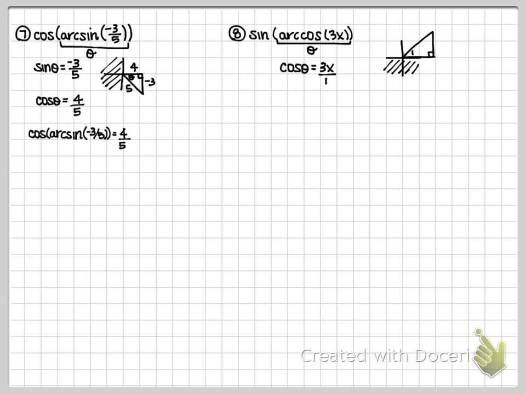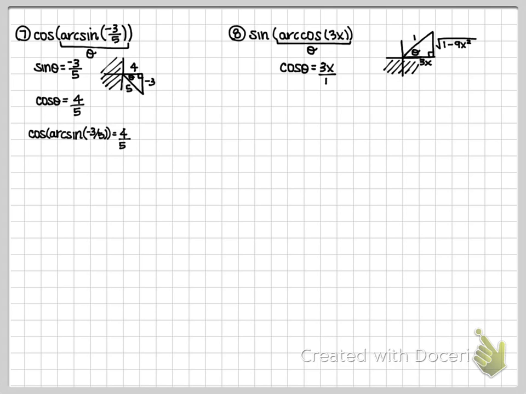So I'll draw my triangle. Cosine is going to be adjacent over hypotenuse. All right, got to do the Pythagorean theorem, so it's going to be the square root of hypotenuse squared minus leg squared. So make sure that you square the 3 and the x.